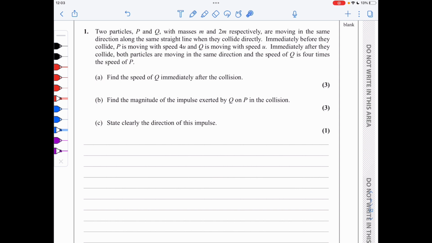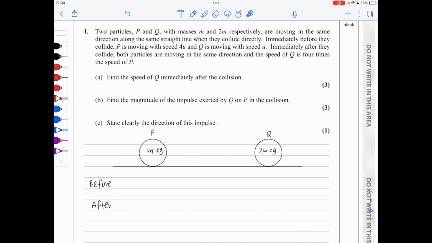In question 1, we've got two particles P and Q. They are moving in the same direction along the same straight line when they collide. Immediately before collision, we've got the speeds of P and Q. And immediately after they collide, they both move in the same direction with the speed of Q being 4 times the speed of P. I will start by drawing a diagram.